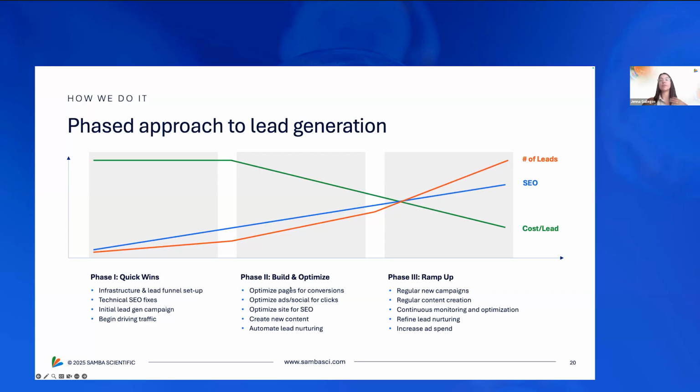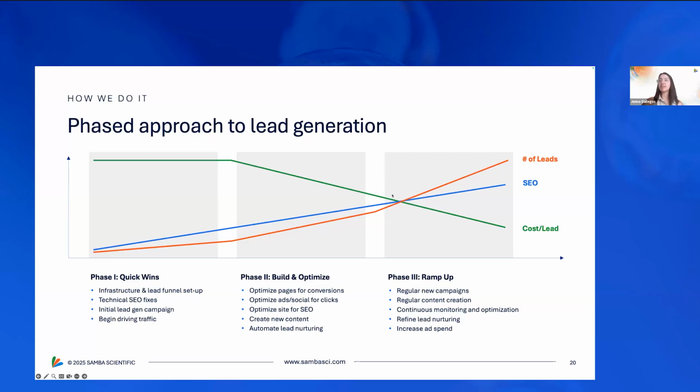Phase 2, so we've started gathering some data. We're going to optimize your landing pages so that they have a higher conversion rate, optimize your ads and social for more interactions, add additional content to your website and update it so we continue to improve your SEO, build new content for new funnels, and then automate lead generation so that every time a new contact comes in, they're automatically getting hit with additional information.